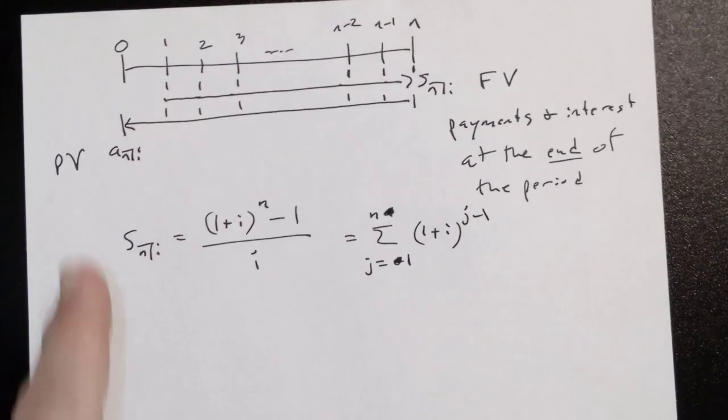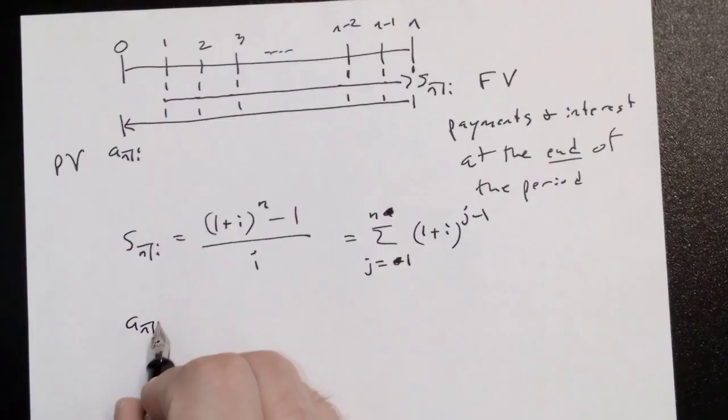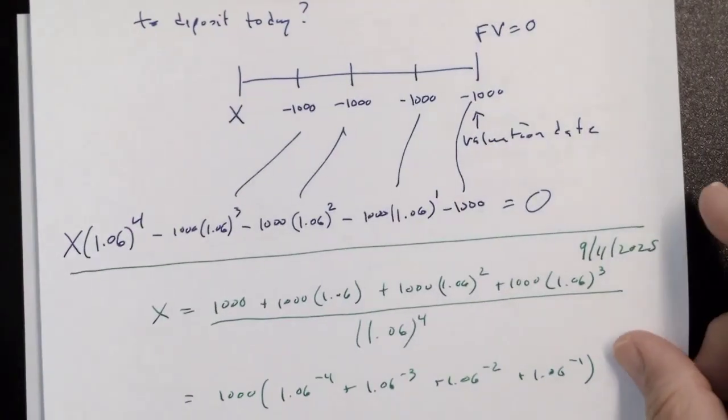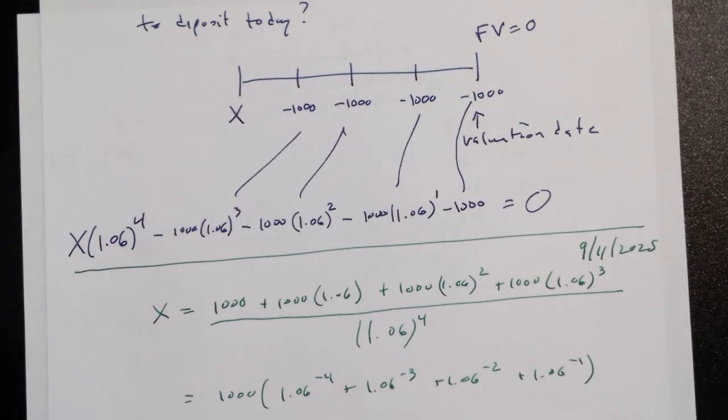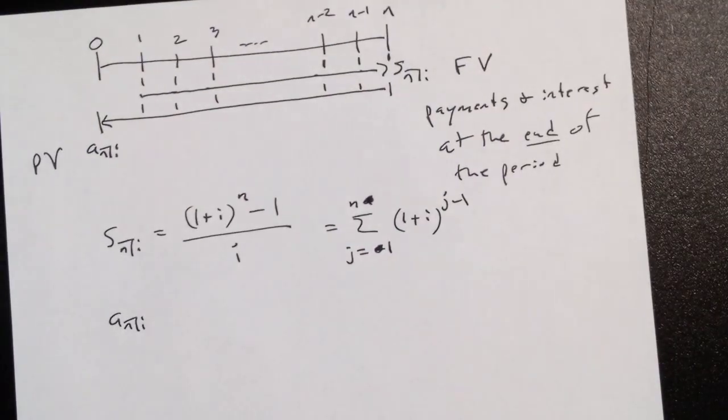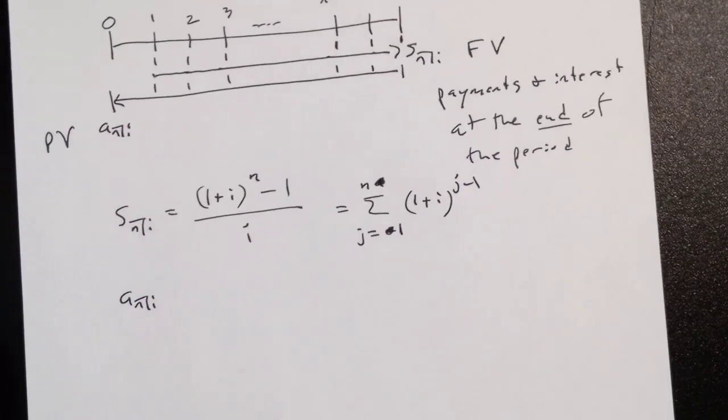Now, let's look at A sub n angle i, the present value versus the future value. Let me go back to the very first thing I showed you at the beginning of class. We're going to be able to pay 1,000, 1,000, 1,000, 1,000. And we worked out that that meant I only needed 3,400 today. But I could also say, let's take each and every one of those payments and move them forward.